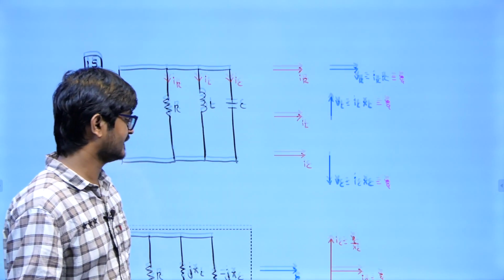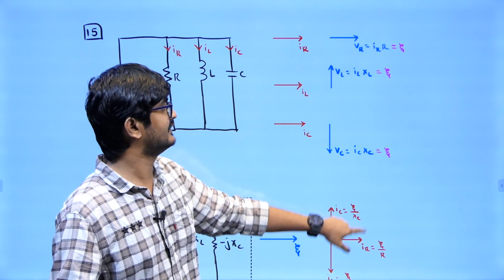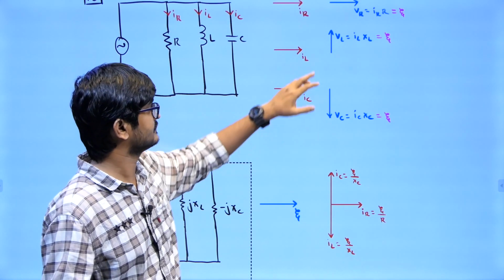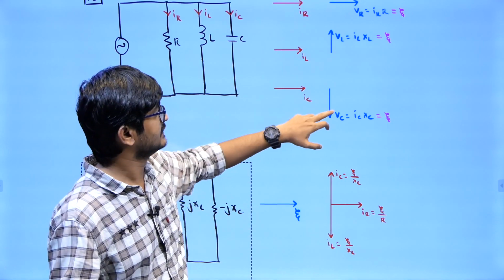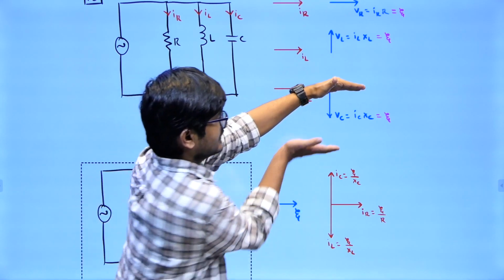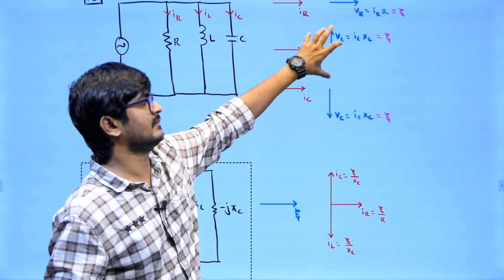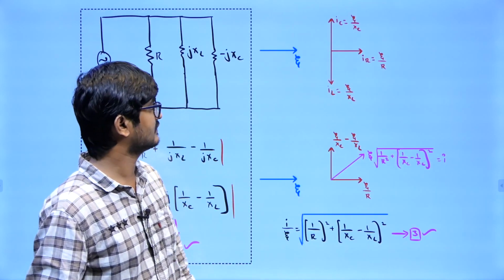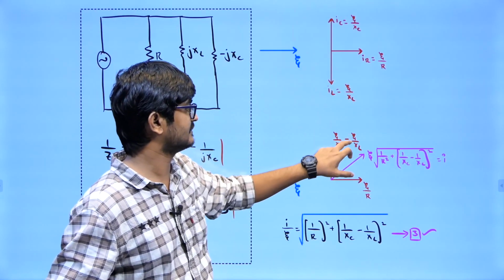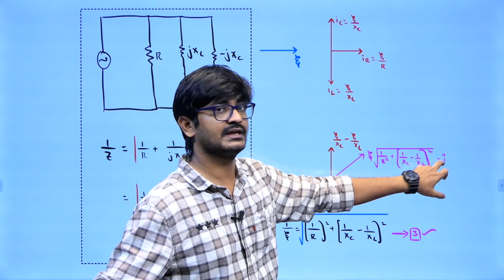So the meaning is I need to draw the figure by taking reference as E. So when I draw the figure by taking reference as E, current in the resistor will be in phase, current in the inductor will be lagging the voltage by 90 degrees. Current in the capacitor will be leading the voltage by 90 degrees. Now when I try to combine all these figures, then I will be getting this. Now the resultant of all the currents, this and this resultant will be this much, so the total resultant is this much. Now that total resultant must be equal to the total current.